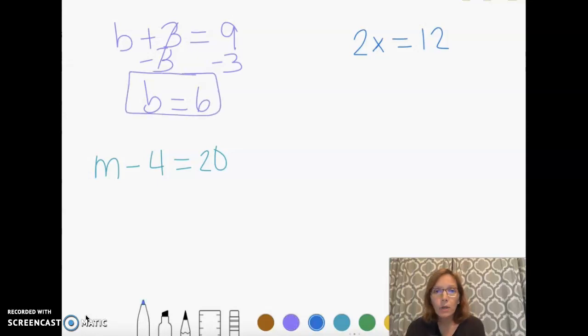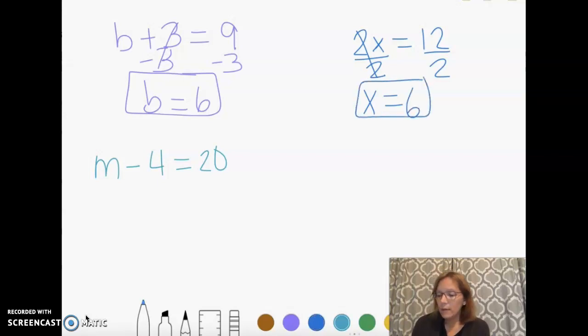On the next one, I see that x and 2 are being multiplied. So I'm going to do the opposite. I'm going to divide both sides by whatever is next to the x. So divide by 2, divide by 2. The 2's cancel out. And then 12 divided by 2 is 6.